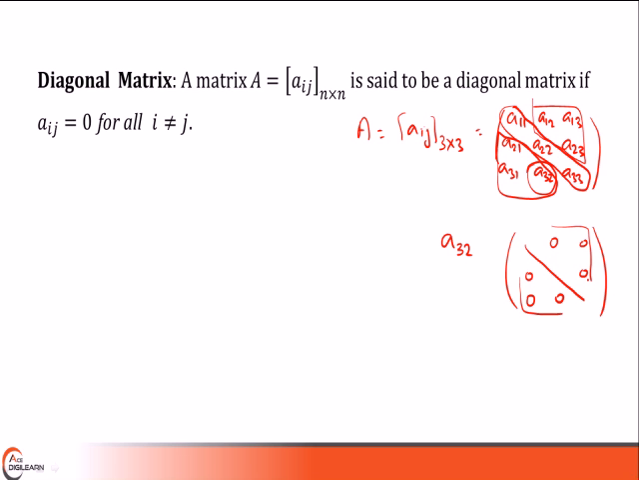So a diagonal matrix we can define as a matrix A equals aij of n by n is said to be a diagonal matrix if aij equals 0 for all i not equal to j. You can look at an example here. The diagonal contains zeros or non-zeros, but the non-diagonal elements, the elements which are not on the diagonal, must be zeros based on the definition.